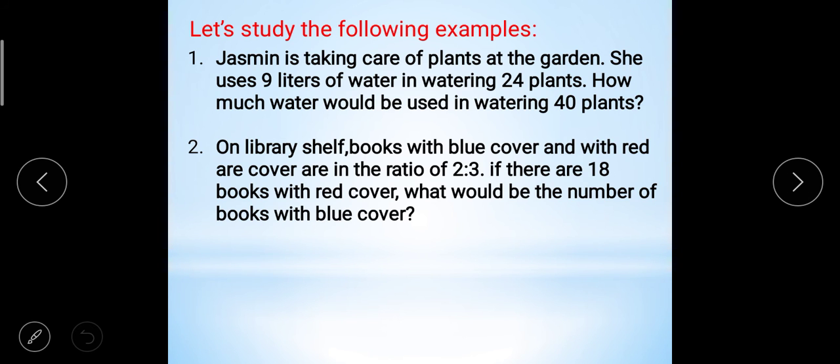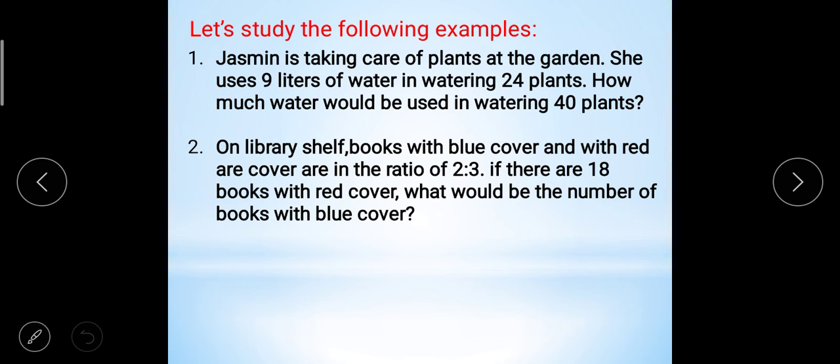Okay. I have here two problems pa. But, it seems like we can go. Let us study the following example. Jasmine is taking care of plants at the garden. She uses 9 liters of water in watering 24 plants. How much water would be used in watering 40 plants?